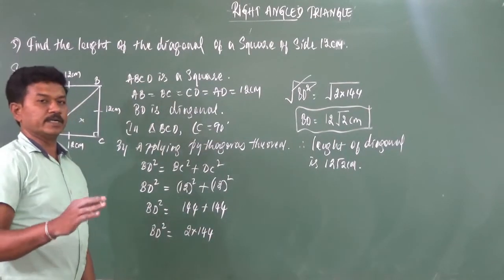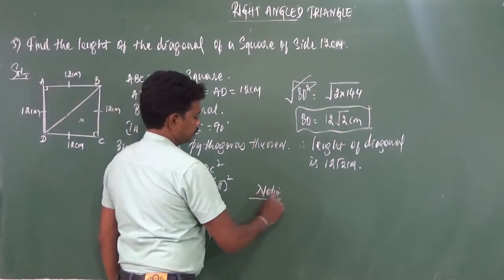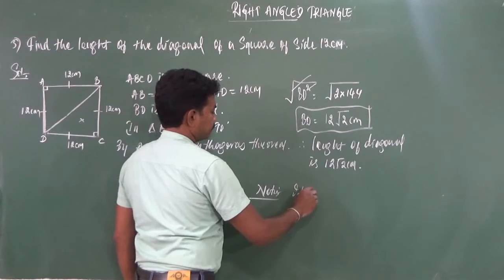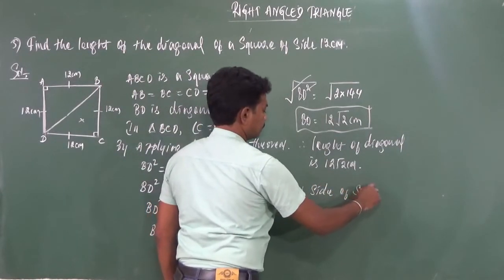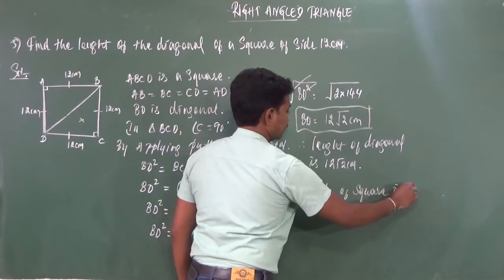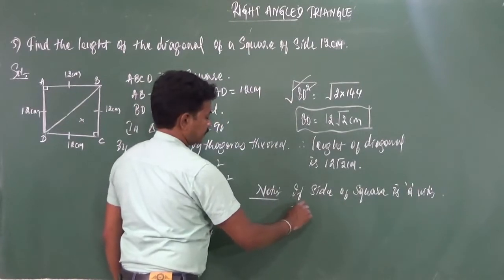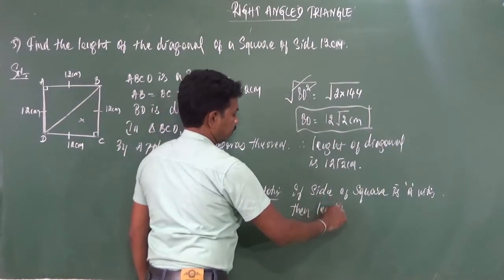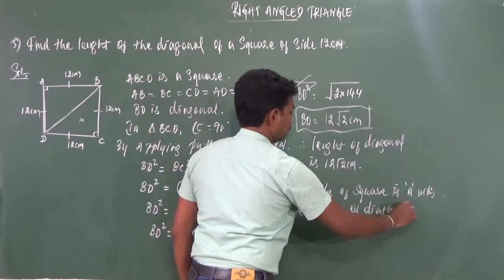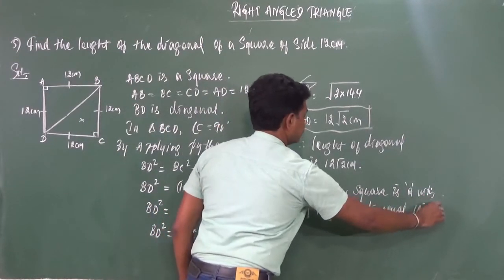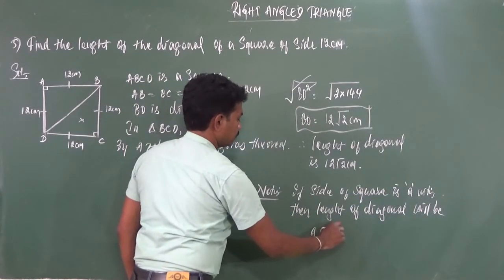If the side of a square is A units, for example, then the length of the diagonal will be A root 2 units.